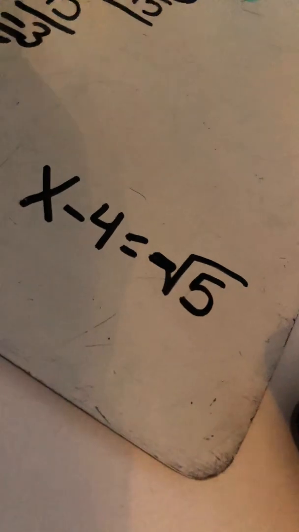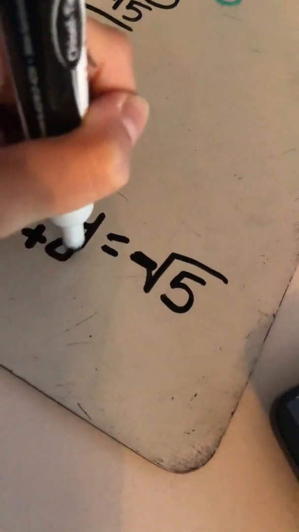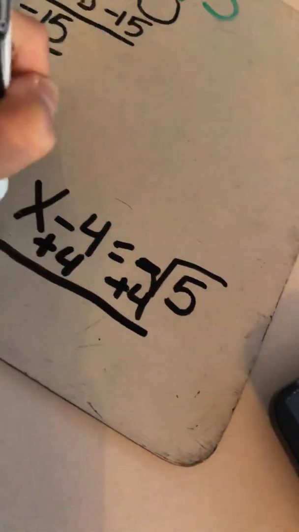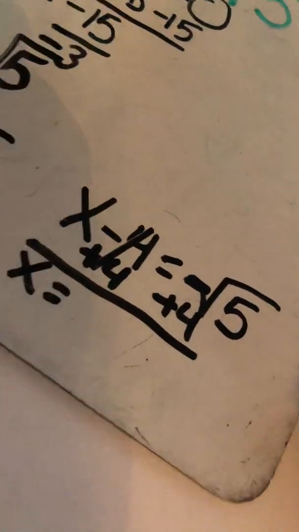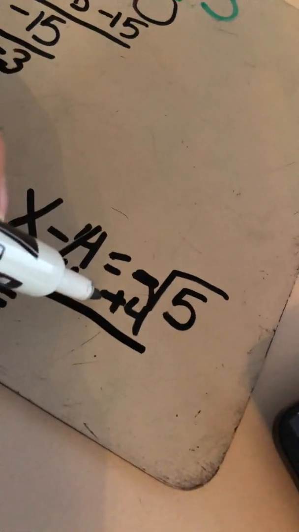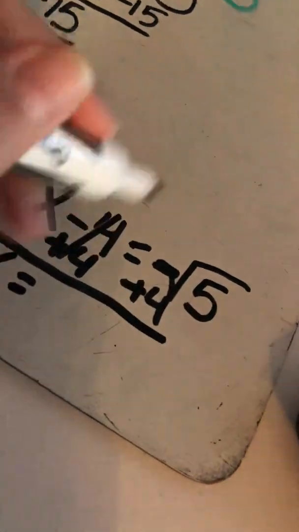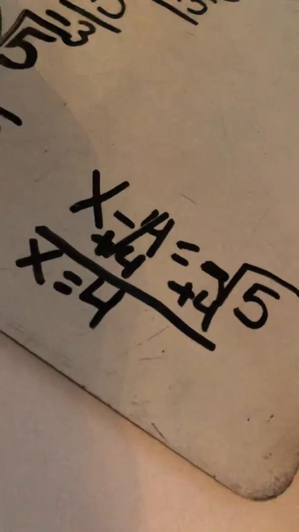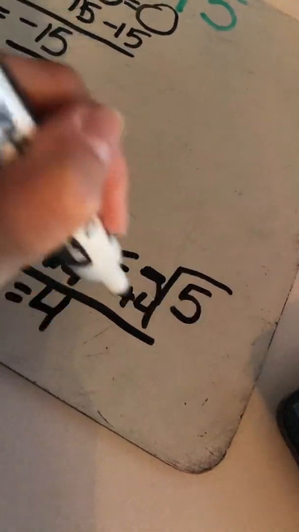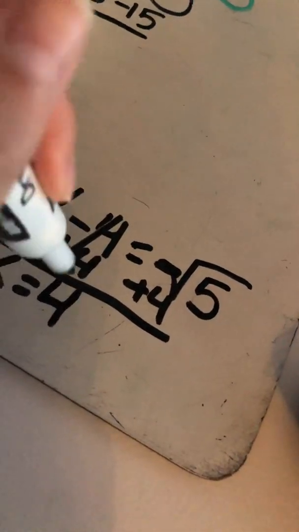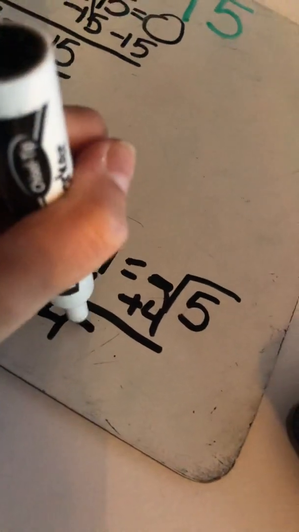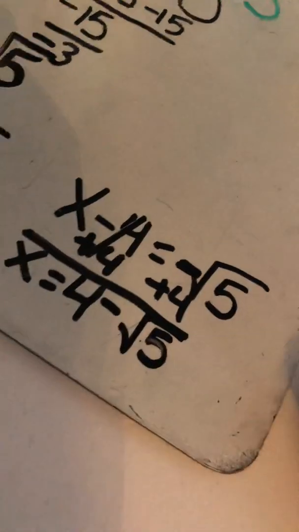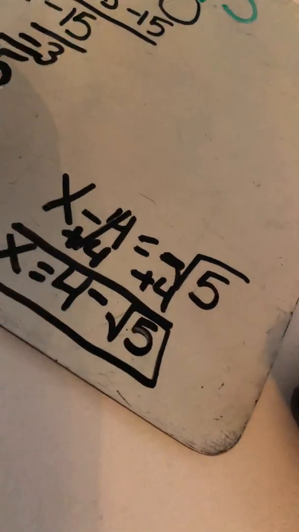Now let's work on this equation: x minus 4 equals negative square root of 5. Same thing. Add 4 to both sides. I'm left with x equals on the left. You leave the whole number in front, positive 4, and you leave the radical behind that 4. So x equals 4 minus the square root of 5. These are my 2 roots.